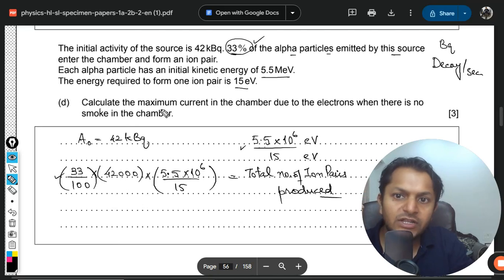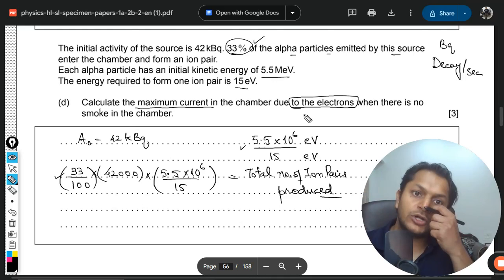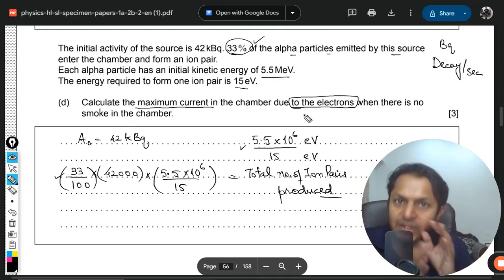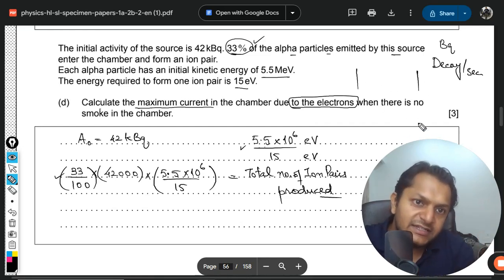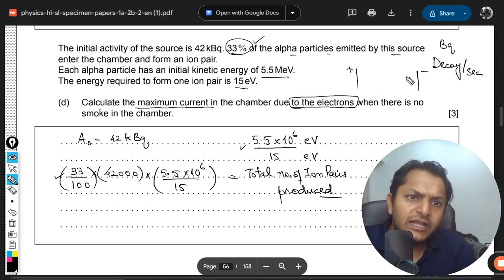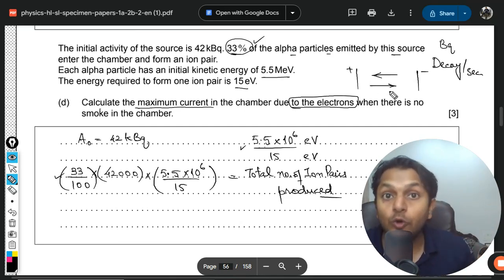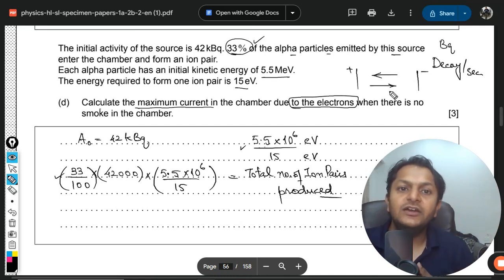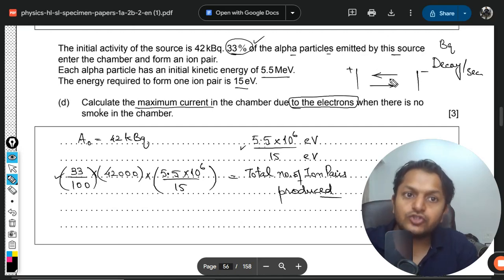Now the question is, calculate the maximum current in the chamber due to electrons. They are not talking about the total current. The current will be there because of the positive ions as well as the negative ions. Like this is the chamber, this side is the positively charged plate, this is the negative plate. So the electrons will be moving towards the positive charge and the ions will start moving towards the negative charge. If you try to find the total current, we will be multiplying it by 2.